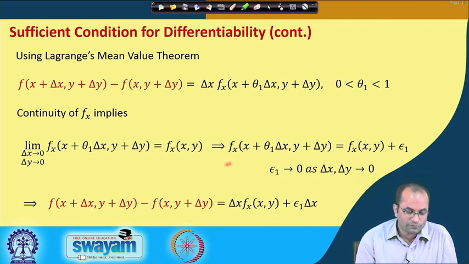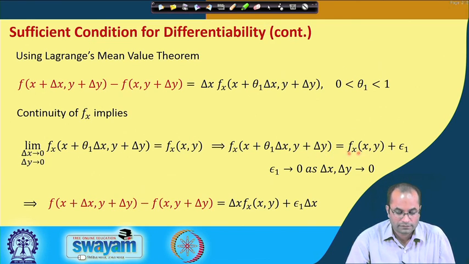So, out of this we get the relation that f(x plus delta x, y plus delta y) minus f(x, y plus delta y) is equal to delta x multiplied by f_x(x, y) plus epsilon 1 delta x.